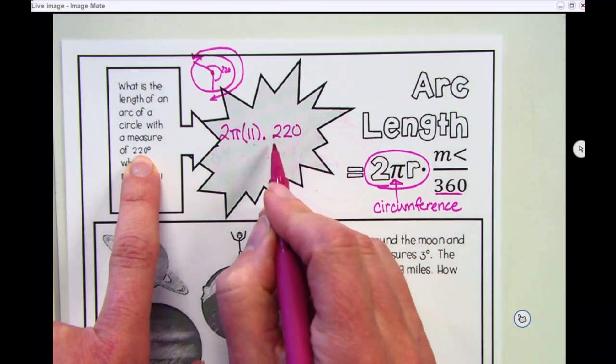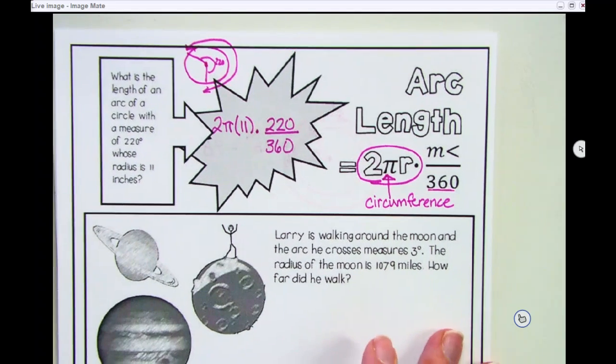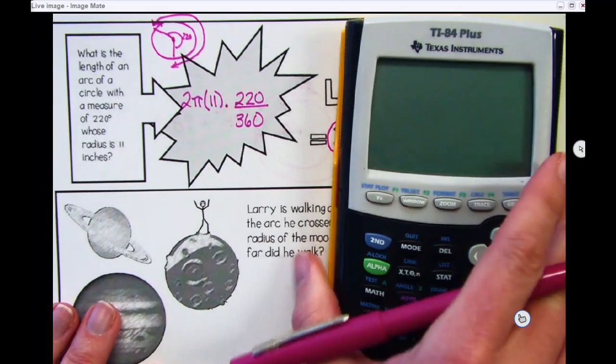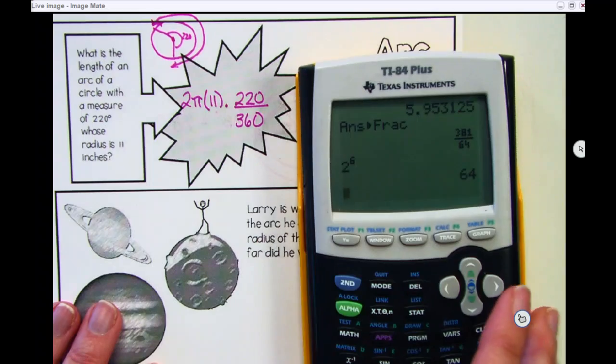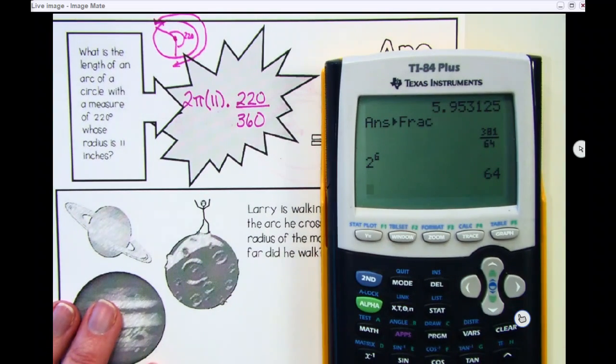And then that says times the measure of the angle, which it tells me is 220 divided by 360. And do you remember the difference between in terms of pi or round to the nearest tenth? Let's round this to the nearest tenth. So I'm just going to grab my calculator. Let's turn that light on so you guys can see it a little bit better, and maybe I'll just type exactly like I see it.